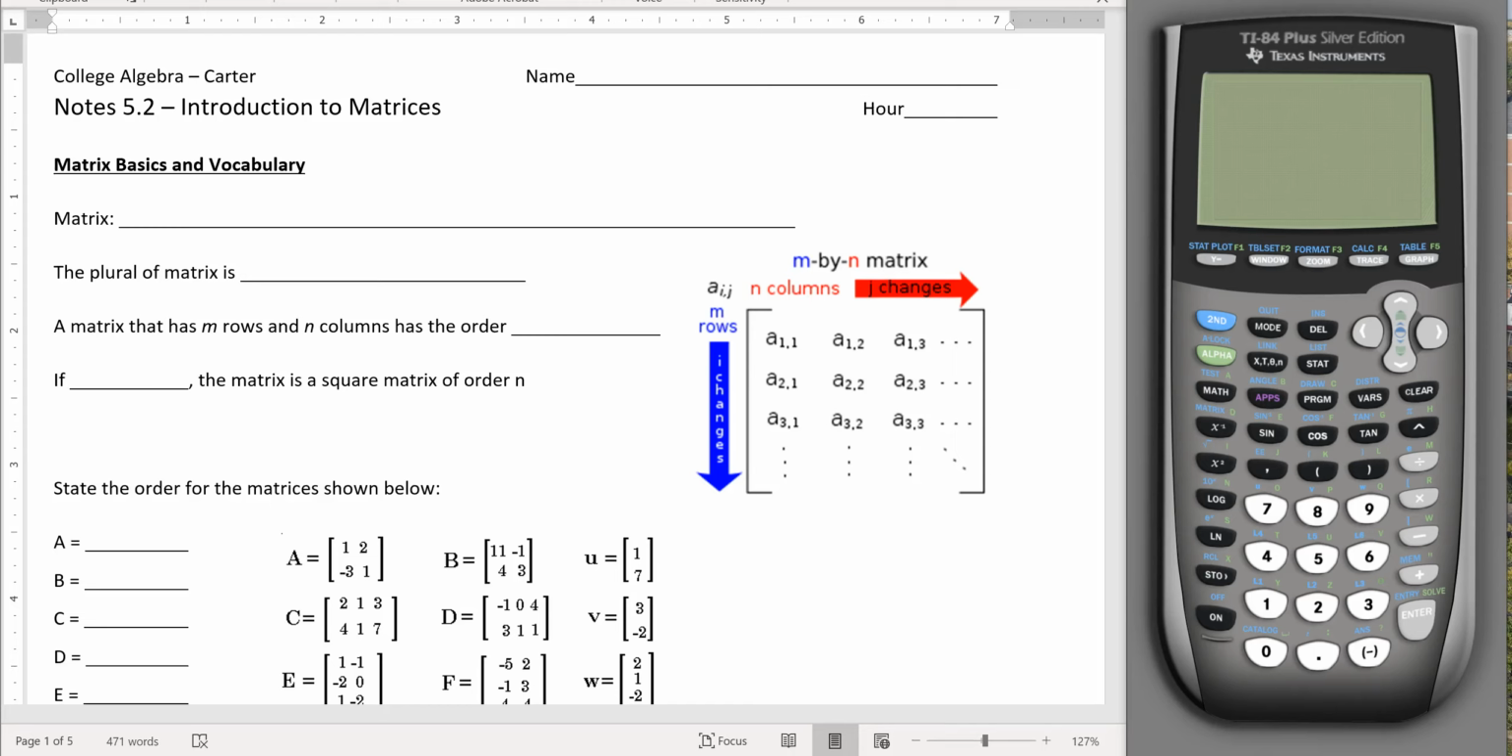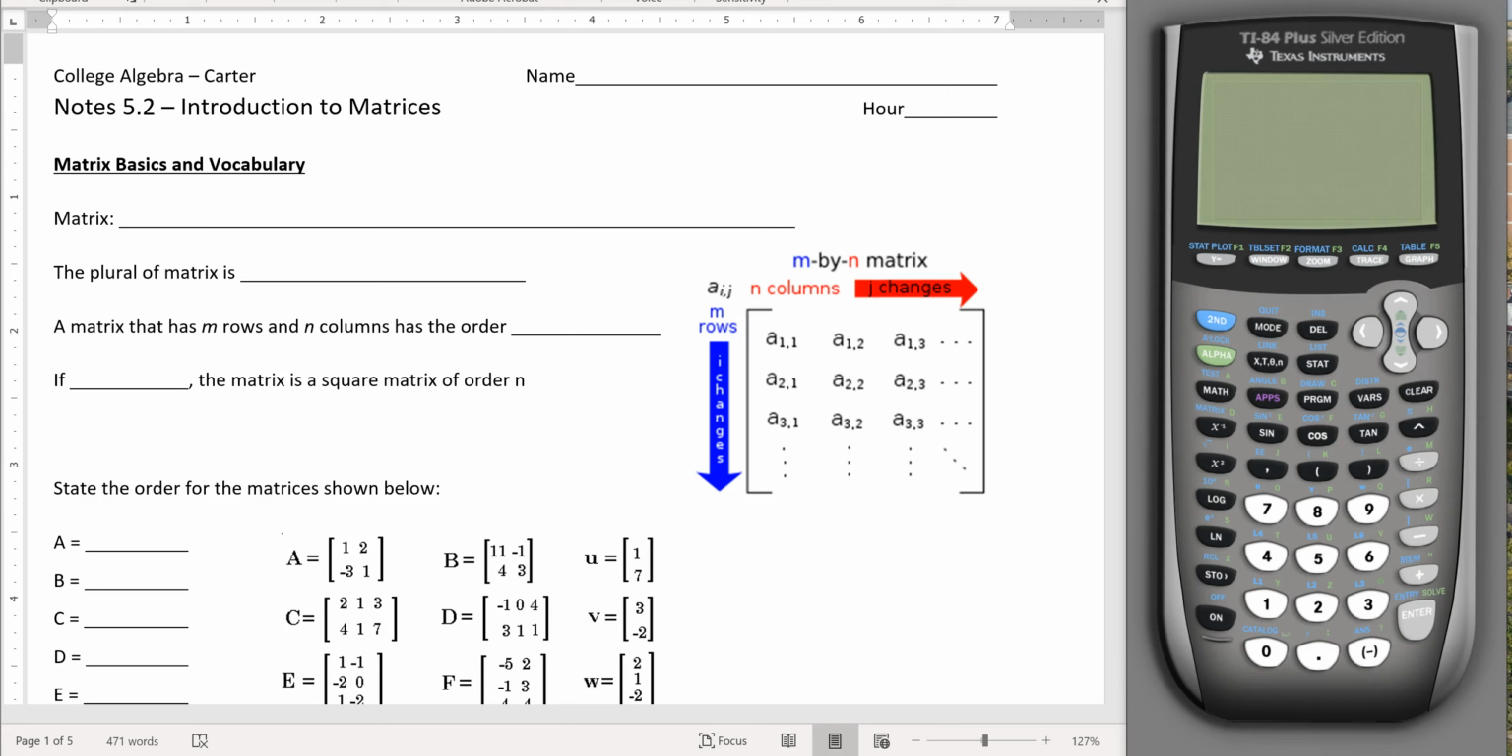Hello, and welcome to our 5.2 notes, our second set of notes for Unit 5, where today we're going to introduce matrices. We're going to work with matrices a bunch this unit, so it's important that we have a pretty good understanding of some of the basics that go into it.